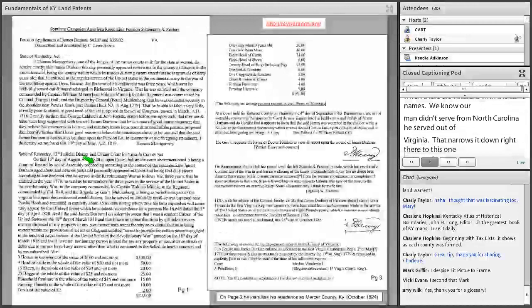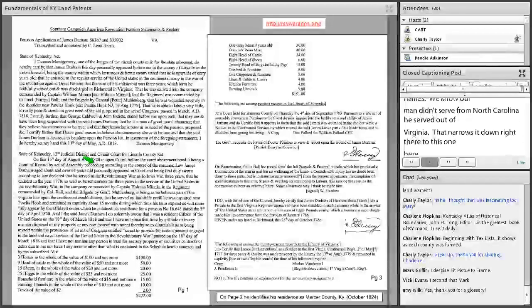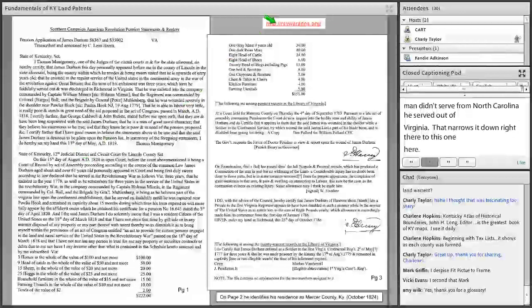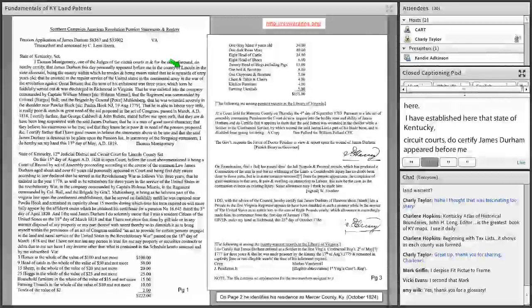I'm going to go to another free website. It's called revwaraps.org. I can now see the abstract of James Durham's pension file. And I have established here that State of Kentucky, I, Thomas Montgomery, Circuit Courts, and the State aforesaid do certify James Durham appeared before me in the county of Lincoln. So I now have matched that pensioner from Lincoln County with his pension abstract. And they're doing marvelous work. They keep adding more and more of these abstracts to the website, and they are scanning the signatures.